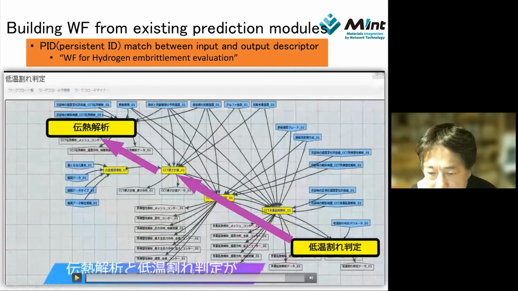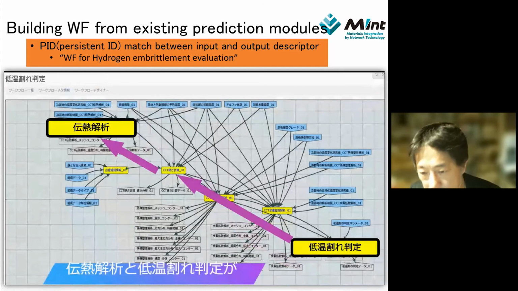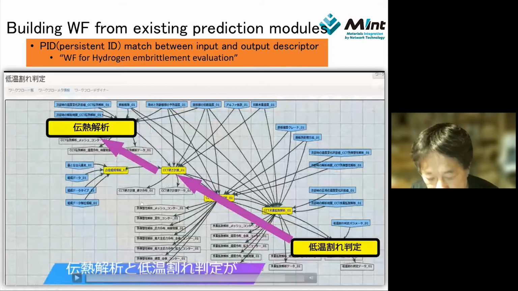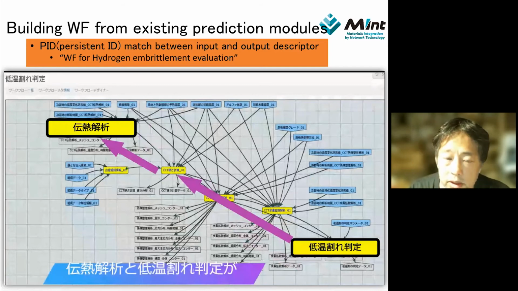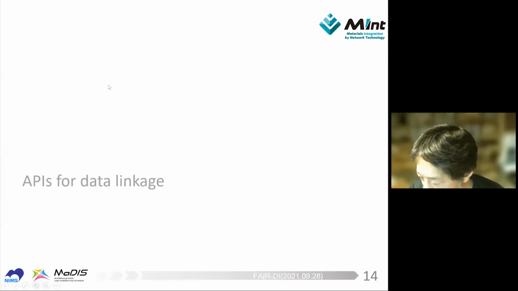But if the user knows very small information about the behavior of the material, for example, the composition and the displacement or something, and if the modules are stored in the system, the system can judge the match of the ID, and if the system can find a usable workflow, it can suggest it to the users and connect and build the workflow as a proposal.